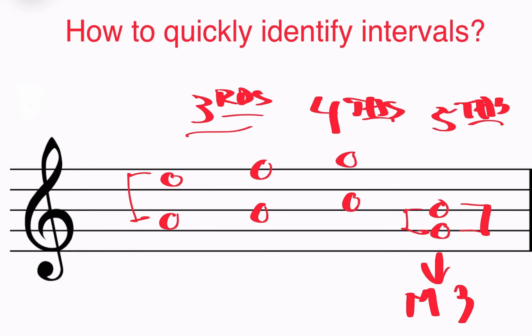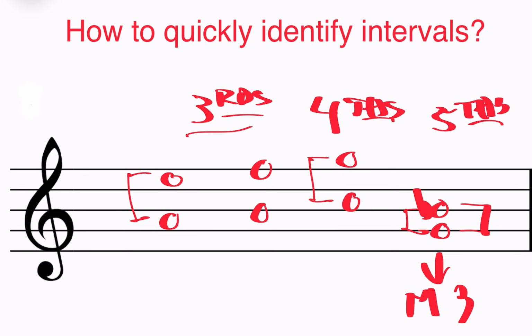Now, at first, you might have to count the half steps, but hopefully over time, you get pretty good at just knowing, just from rote memorization, G up to B, that's a major third, okay? If I want to make it a minor third, I would make it a B flat, and that would be then 3 half steps.